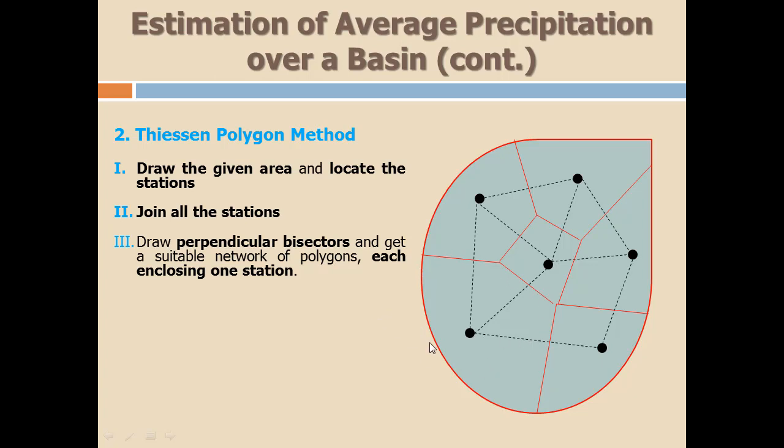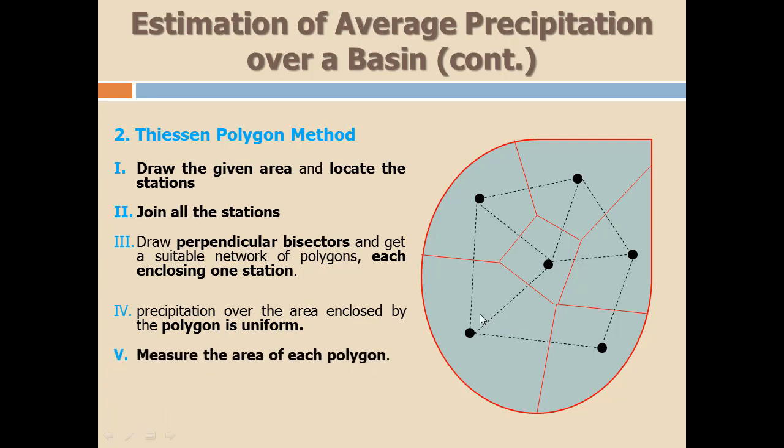So what we will do next is precipitation over the area. Now in this method, it is assumed that the precipitation over the area of this polygon is uniform throughout this area, and the value of the precipitation of this area is assumed to be the value of this point, the gauge value. So precipitation over the area enclosed by the polygon is assumed to be uniform. The last point is measure the area of each polygon. Now we will measure the area of each polygon.